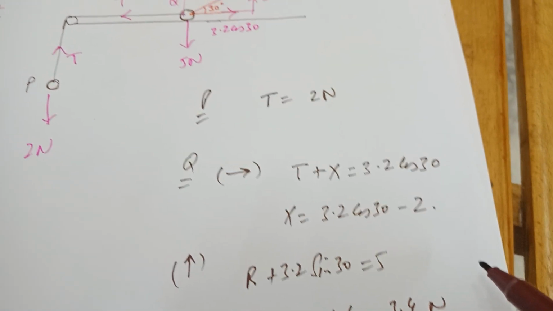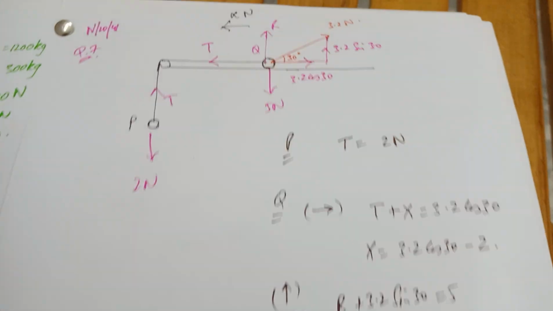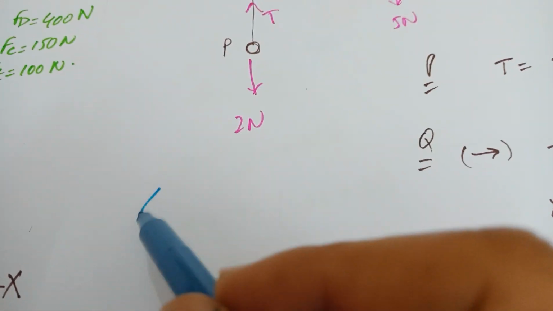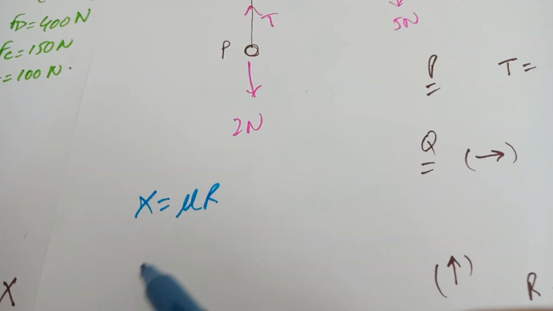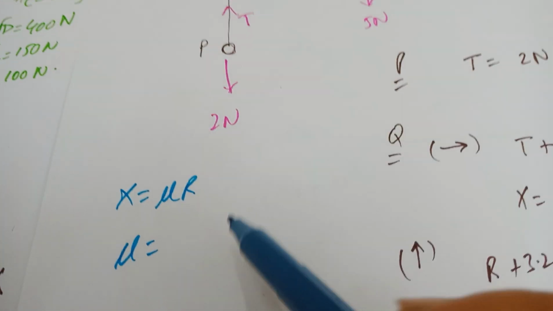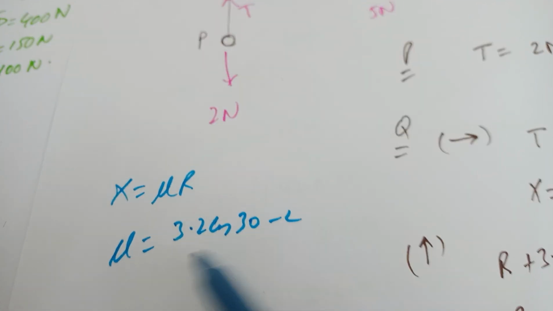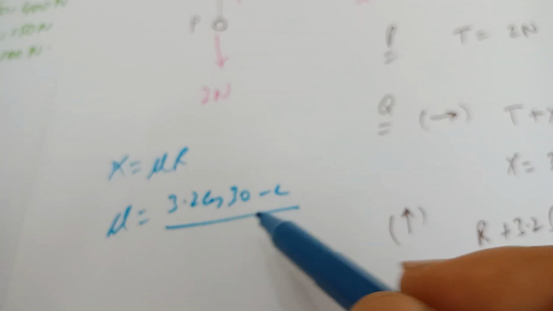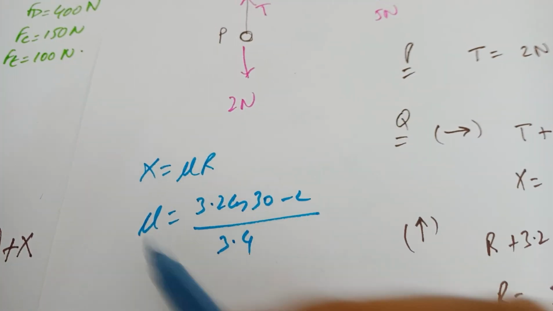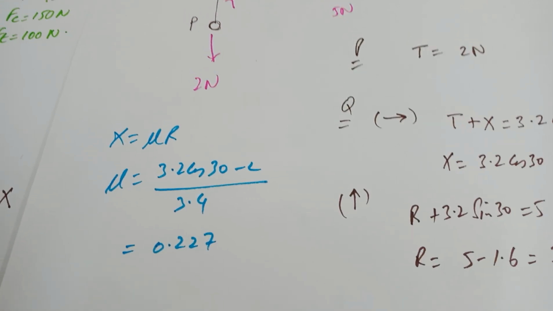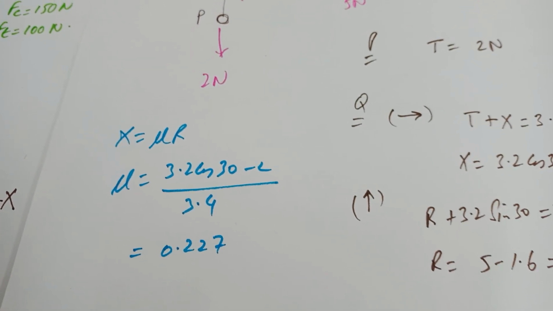Now we have to find mu, the coefficient of friction. For that we know that x is equal to mu R. So mu is x, which is 3.2 cos 30 minus 2, divided by R, which is 3.4. So this will give you mu. We have this coefficient of friction calculated as 0.227.